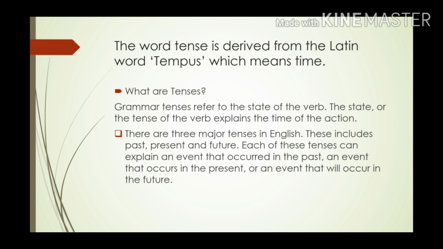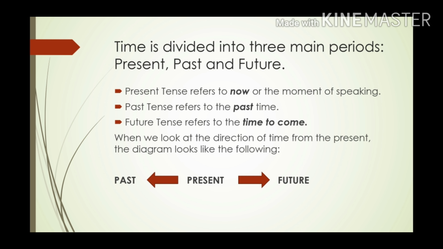So there are three major tenses in English. These are present tense, past tense, and future tense. So we can say that time is divided into three main periods, which is present, past, and future.